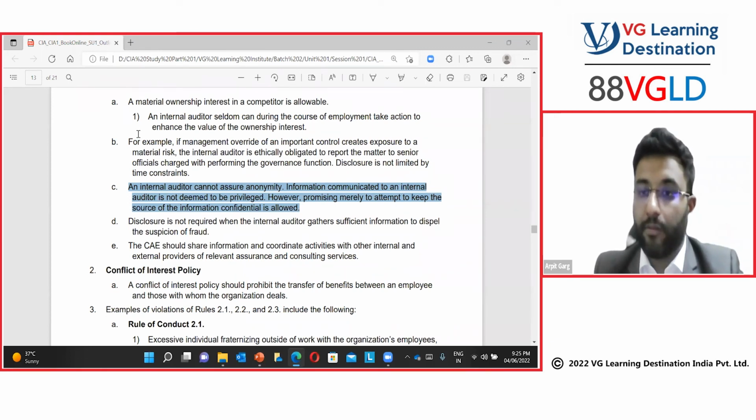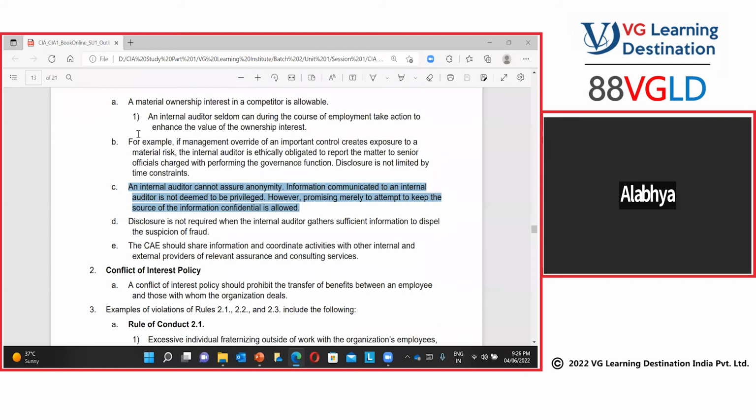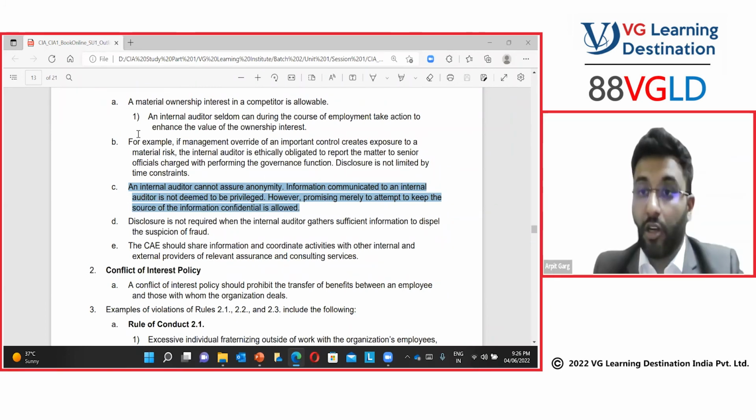Yes or no? No, we can try, but we can't assure. So internal auditors cannot assure anonymity. Please remember that, it's again important. We can always tell them that we will try not to disclose and keep it confidential, but we cannot assure anonymity.